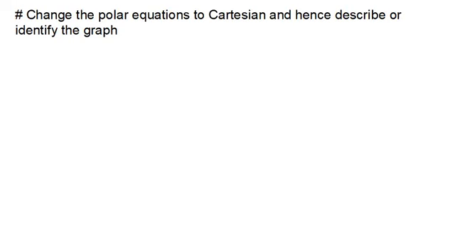Okay, so we're going to look at some examples where we have to change some polar equations to Cartesian so that we'll be able to identify the type of graph that we are dealing with. To begin with, let's say we have r equals 4 cosec theta. How do we change this?